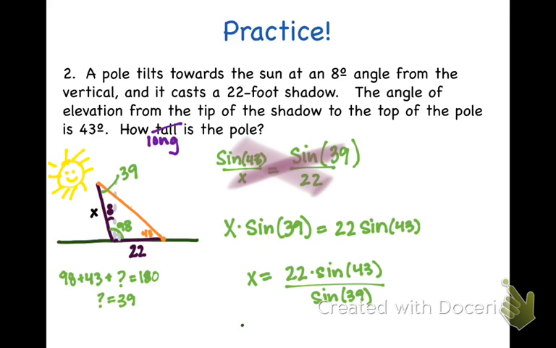Nothing cancels, so it goes into our calculator exactly as is. 22 sine 43 in degree mode divided by sine 39. And we get that x, or the length of the pole, is 23.84 feet. And that's our final answer. Okay, and I know it's feet because that 22, they told me, was in feet as well. So it's the same units there.